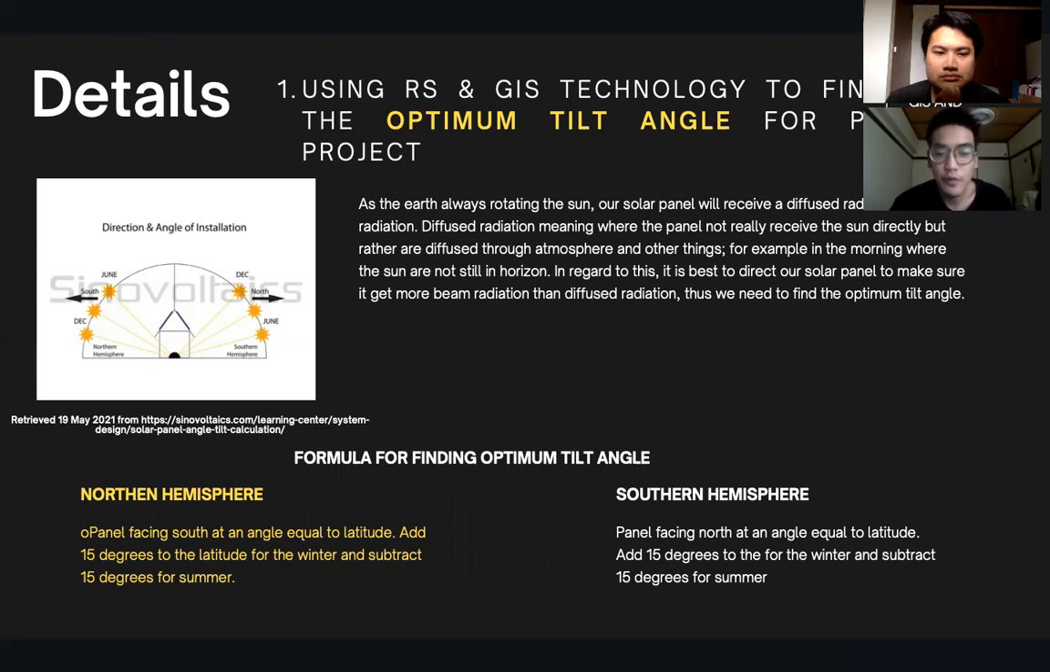And for the formula of finding the optimum tilt angle, we can see here the northern hemisphere formula and the southern hemisphere formula. Because we live in Japan, we will be using the northern hemisphere formula. So the panel will be facing south at an angle equal to the latitude. We add 15 degrees to the latitude for the winter and subtract 15 degrees for summer.